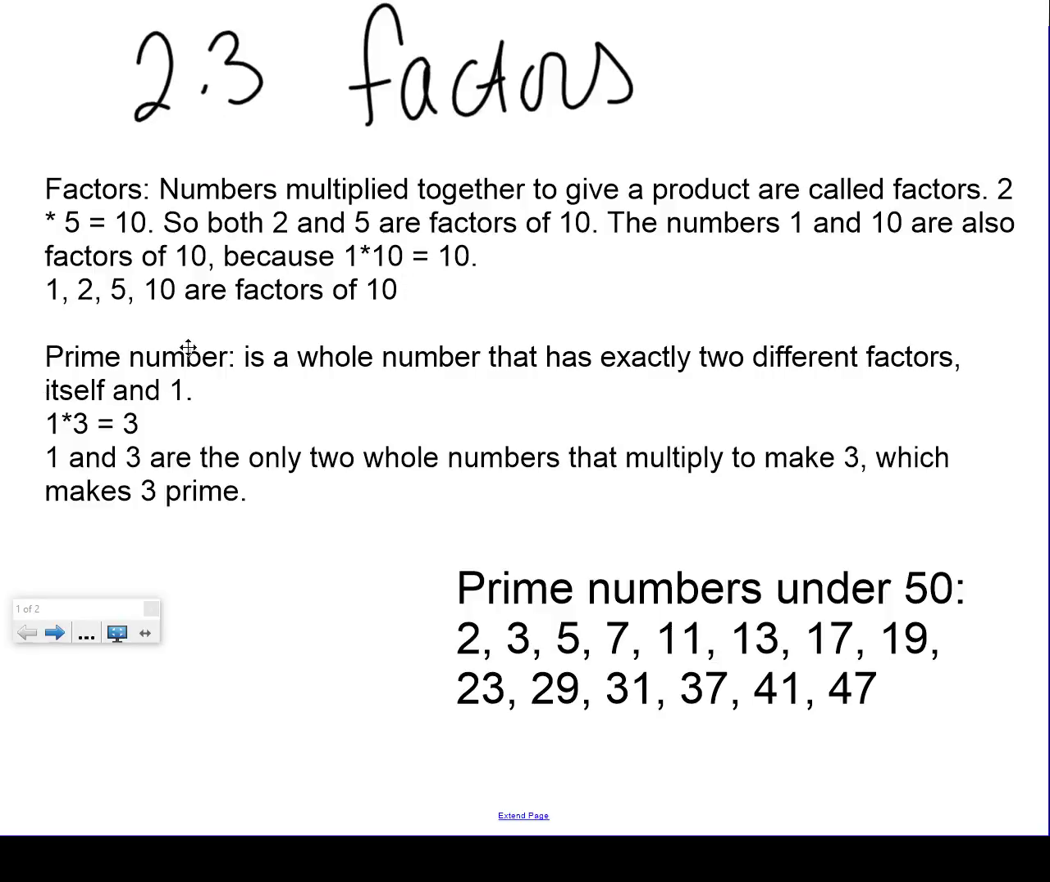So here's how you list out factors. When you're asked to list the factors, you separate them by commas. So 1, 2, 5, 10 are the factors of 10.